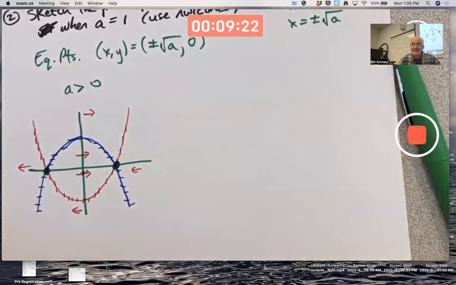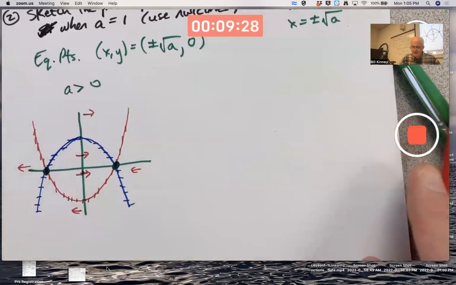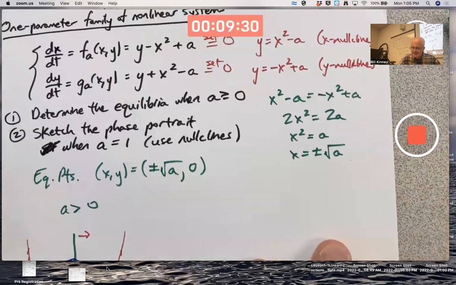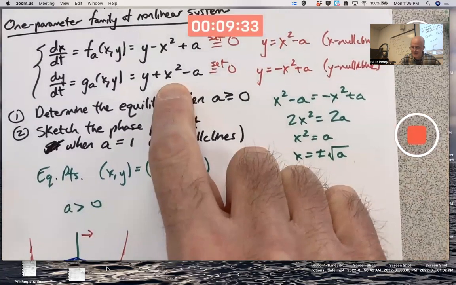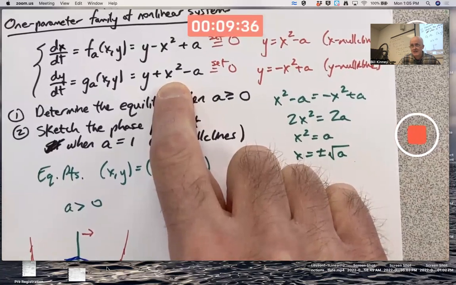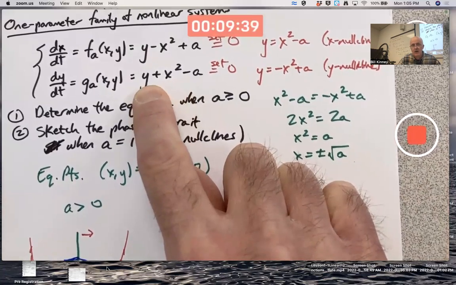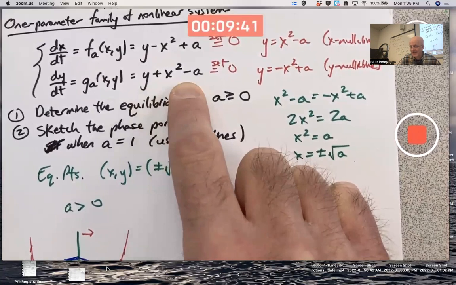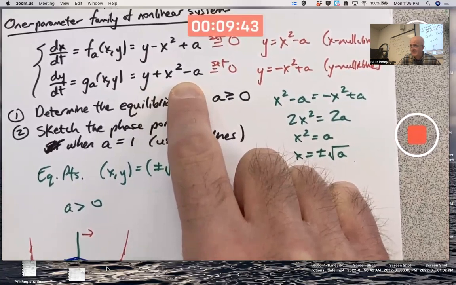We're focused on dx/dt. So we need to think about, do solutions go right or left? For dy/dt, think about the sign, positive or negative, of that. Again, you could plug in the origin as a test point. Plug in x is 0, y is 0, you get 0 minus a is negative a. And if a is positive, that's negative.